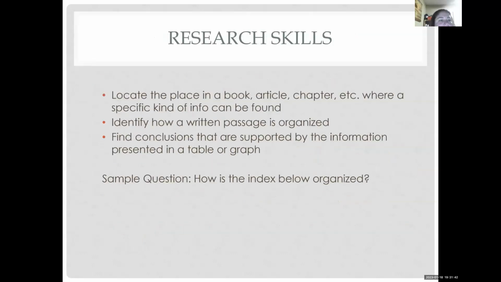You're also going to be asked to have some research skills. They'll ask you, what is this table about? How is this index organized? What does this pie chart show us? So you're going to locate the place in a book, article, chapter, etc., where a specific kind of info can be found, identify how a written passage is organized, and find conclusions that are supported by the information presented in a table or graph.